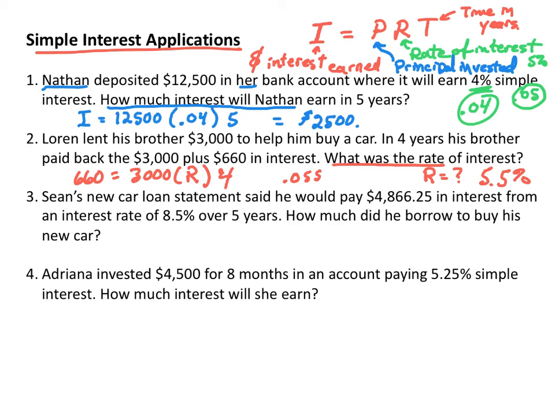Okay. Sean's new car loan statement said he would pay $4,866.25 in interest from an interest rate of 8.5% over 5 years. How much did he borrow? Okay, so the question is, how much did he borrow? The amount he borrowed would be the principal amount invested, so P is the unknown in this one. So I have to know everything else. I need to know the interest earned. The interest earned by the bank who lent him the money to buy the car is $4,866. That's the I.